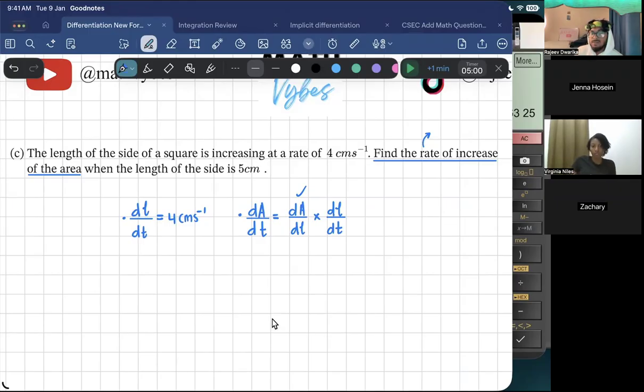So differentiate l squared. What's the formula you're going to use to differentiate area with respect to length? Say the full thing for me. What's the formula for area? A is equal to L squared. So what will the next line be? dA over dl is equal to 2L. Then dA over dt is equal to 2L multiplied by 4.